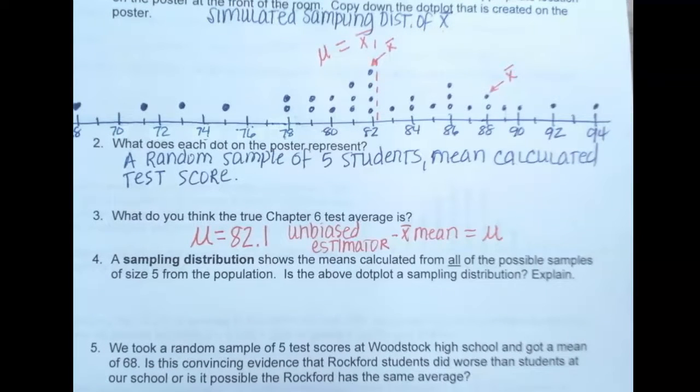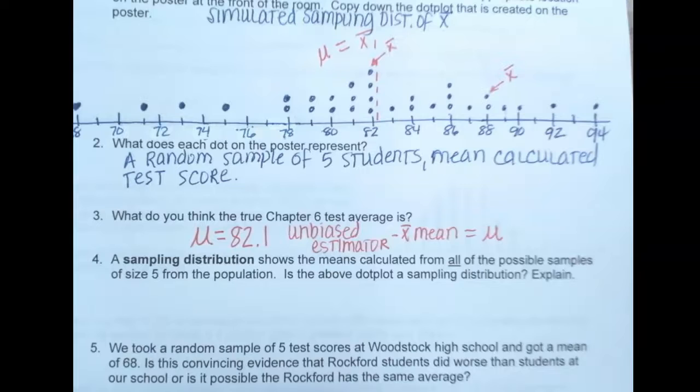So let's take a look at number 4. A sampling distribution shows the mean calculated from all possible samples of size 5 from the population. Is the above dot plot a sampling distribution? No, we did not do all possible combinations of 5.